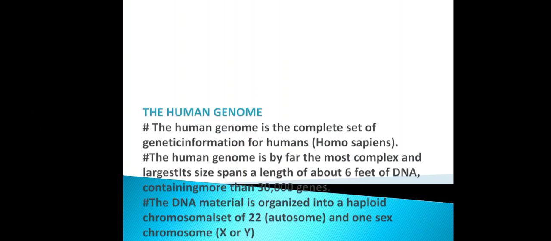Next, the human genome is the complete set of genetic information of humans, that is Homo sapiens. The human genome is by far the most complex and largest, with a length of about 6 feet of DNA containing more than 30,000 genes. The DNA material is organized into a haploid chromosomal set of 22 autosomes and one sex chromosome, that is X or Y.